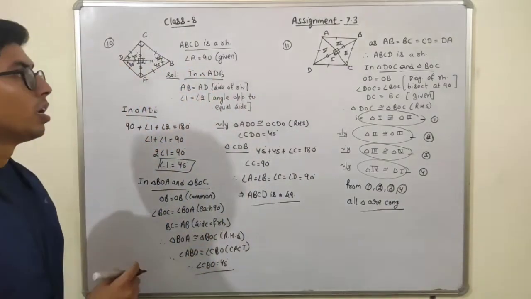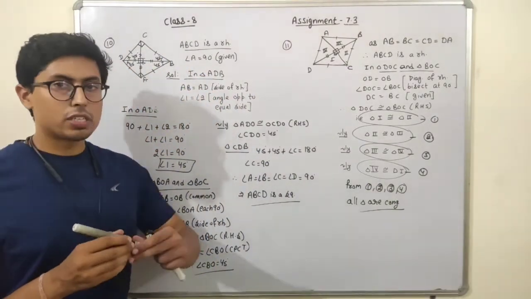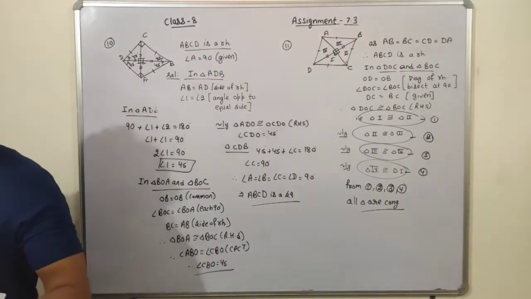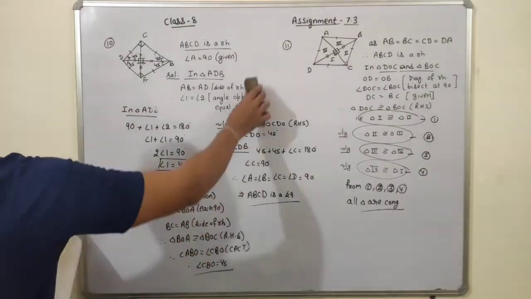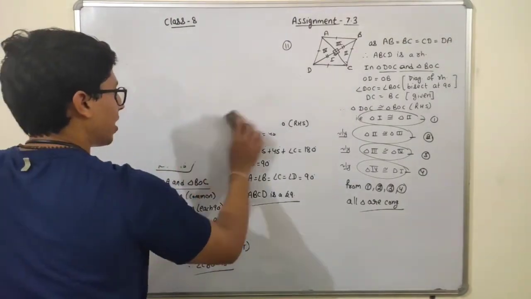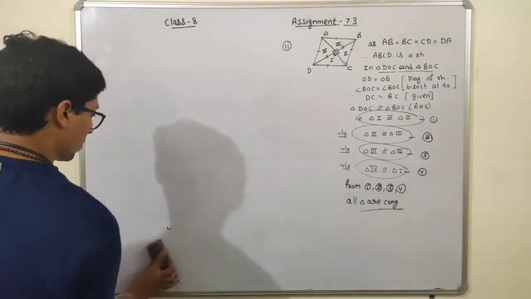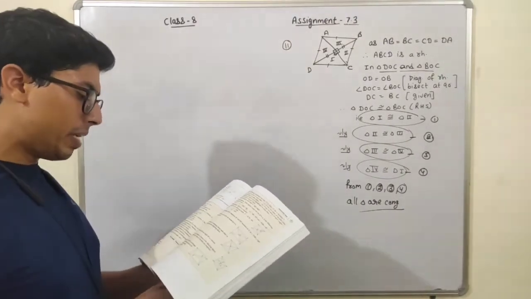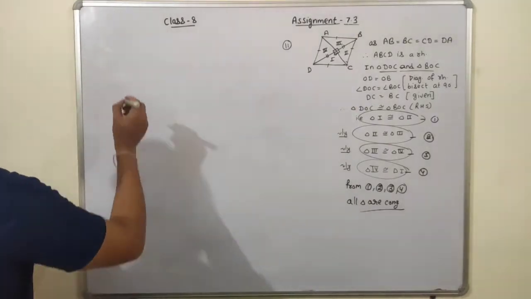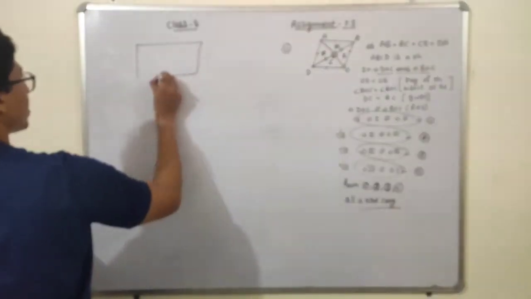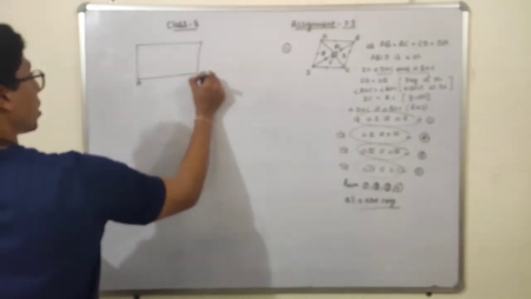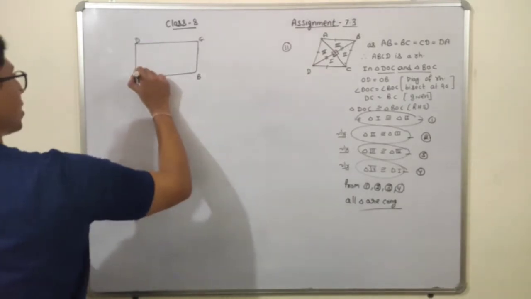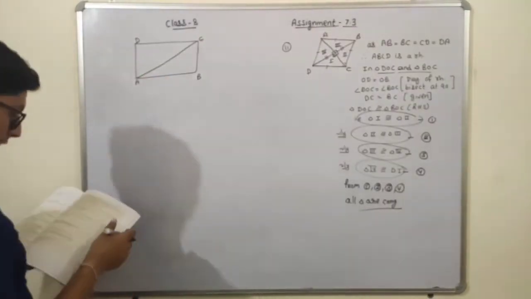Okay, students. So this is our question number 11. Now let's just move forward to the last question. See, the last question is: ABCD is a rectangle. It's given in the question that ABCD is a rectangle, and the figure is given, and BM and DM are the two perpendiculars. AC is the diagonal.